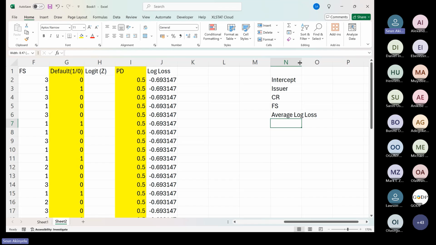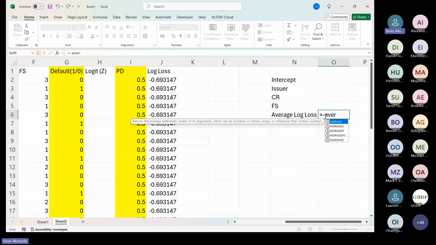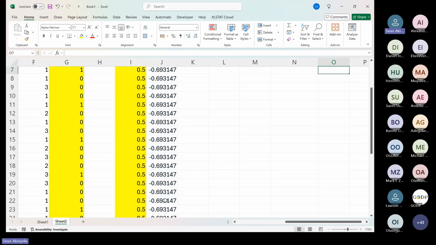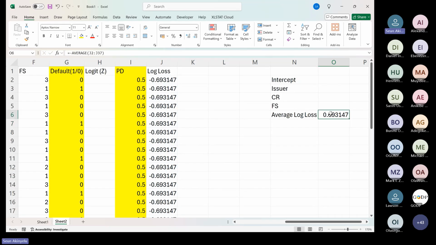So to bring in average log loss, I can just do equals to the average of all of the log loss that is here, and I close the brackets. The moment I've done that, this is the average log loss. I don't know it at all, but I need to calculate it.